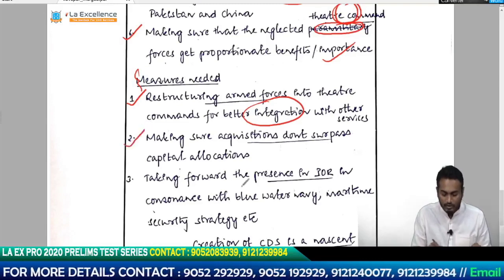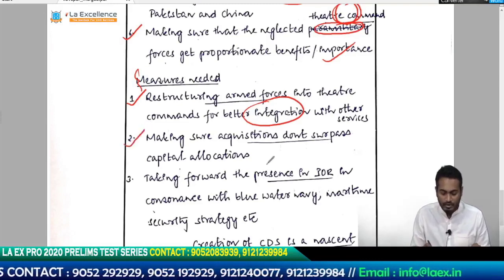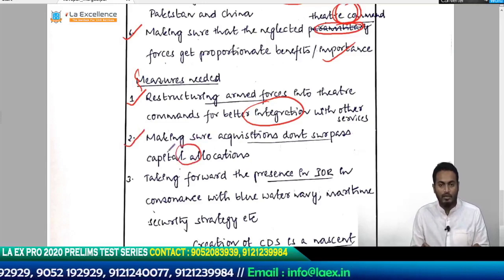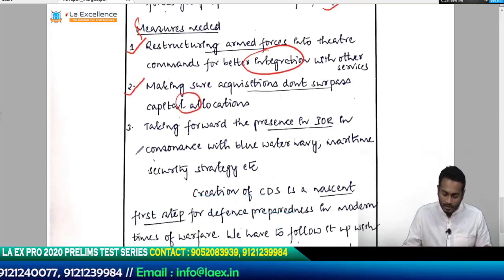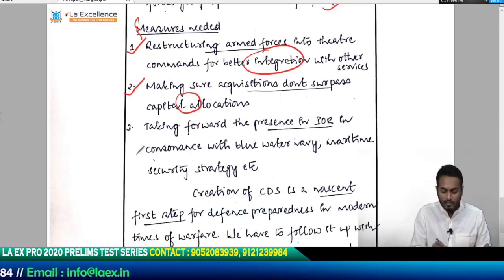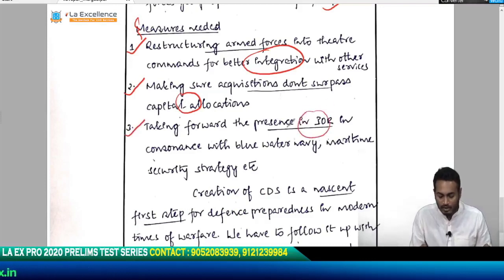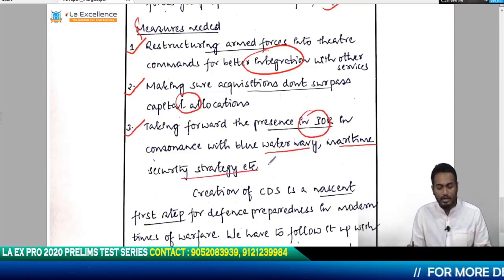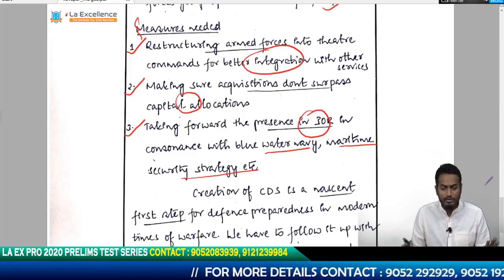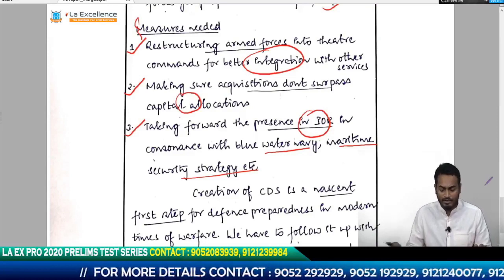And then he has to make sure that acquisitions do not surpass capital allocations, okay, so that we don't run into deficits. That is a good point. And then you have to take forward the presence in IOR in consonance with Blue Water Navy, maritime security strategy, etc. So he has only given 3 points, but they are 3 really good solid points, so this should be sufficient. This is an overall comprehensive answer.